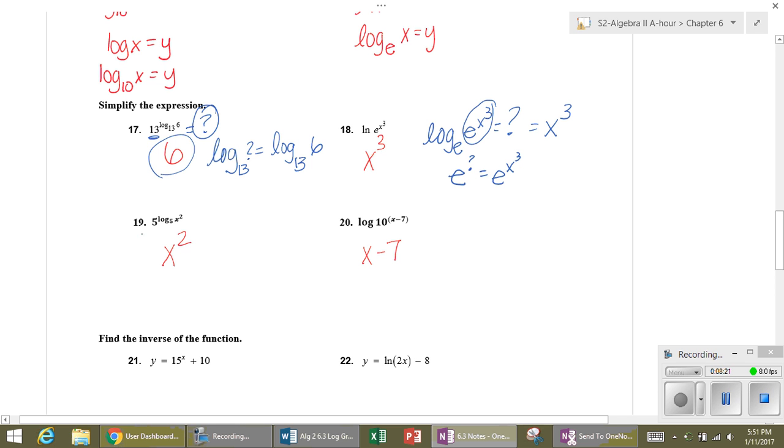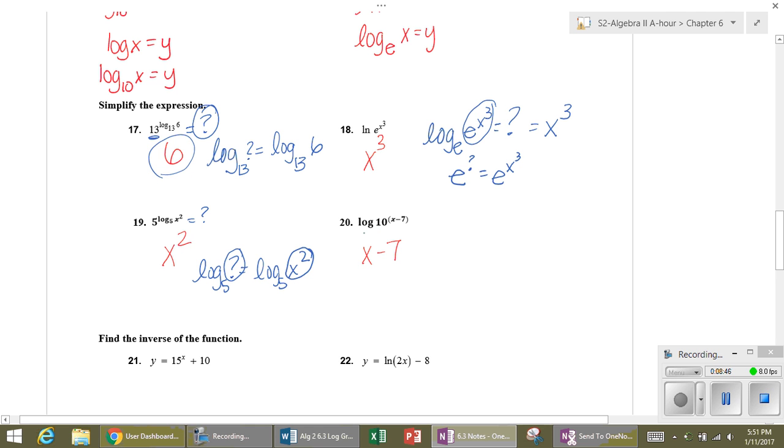The same reasoning goes behind number 19. We can say equals the question mark, and right now it's in exponential form. So if I were to rewrite it as log base 5 of the question mark has to equal log base 5 of x squared. Notice everything's the same, and I have a question mark in place of the x squared. So it will have to equal x squared.